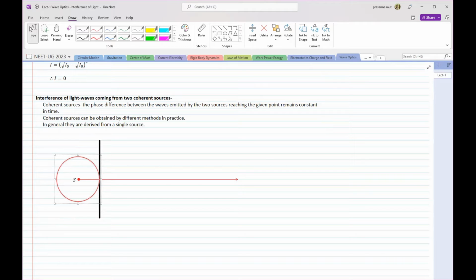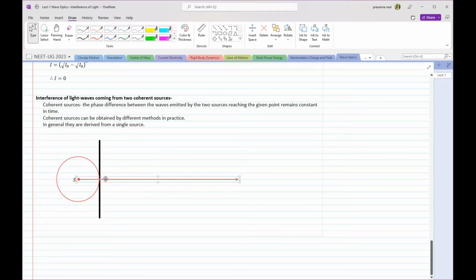Such a surface, all the points of which receive the light disturbance simultaneously and hence vibrate in the same phase, is called wavefront. And if you draw a perpendicular to that surface in the direction of propagation of light, then we call it wave normal. This wave normal is this line, because it has to be perpendicular to the surface and it's a sphere, and the radius is perpendicular to a sphere.